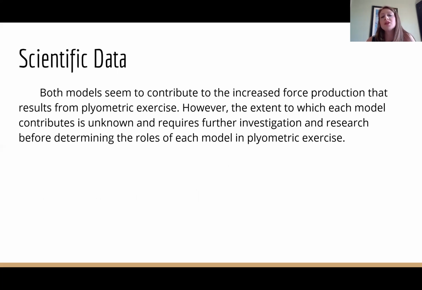So, scientific data. Both models seem to contribute to the increased force production that results from plyometric exercise. However, the extent to which each model contributes is unknown and requires further investigation and research before determining the roles of each model in plyometric exercise.